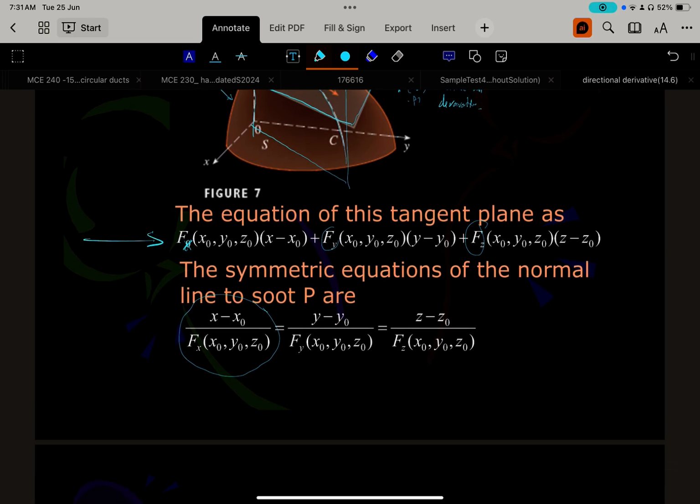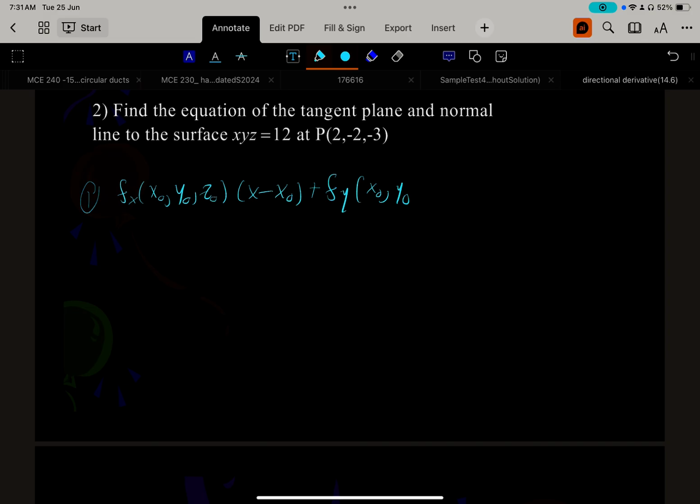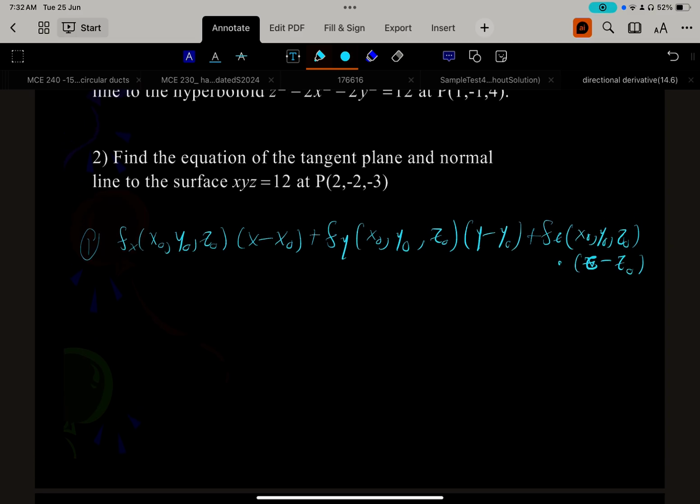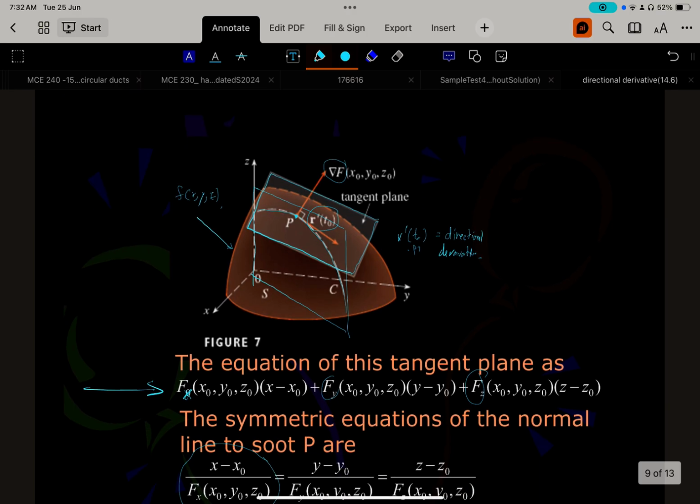So this is the equation for the tangent plane. We can write it as fx(x0, y0, z0) times (x minus x0), plus fy(x0, y0, z0) times (y minus y0), plus fz(x0, y0, z0) multiplied by (z minus z0). Okay, we have all of this. We just need to find fx, which is from the function, from the hyperboloid.